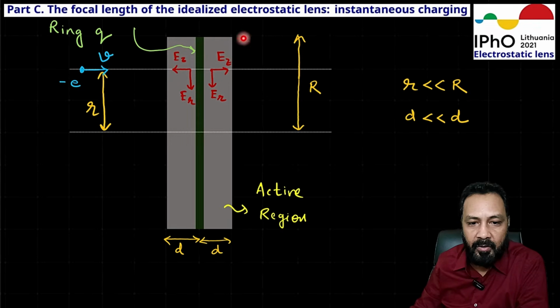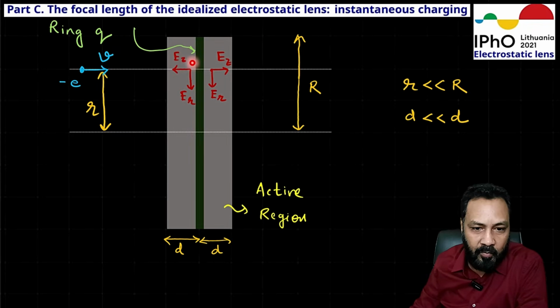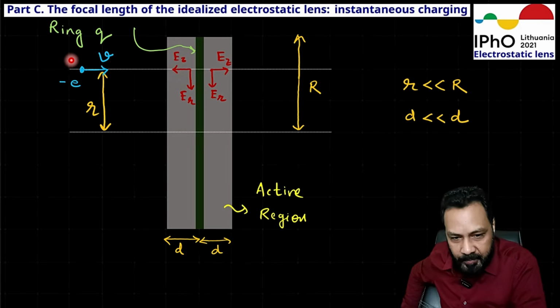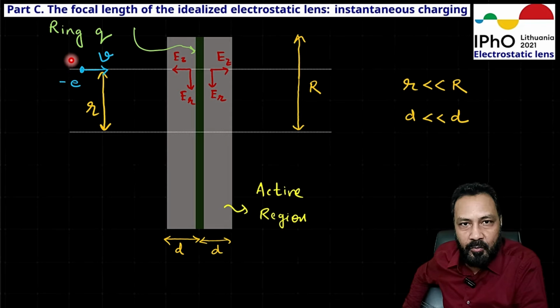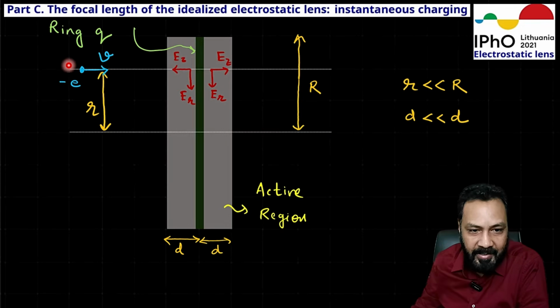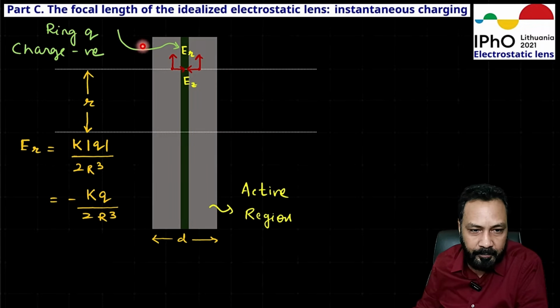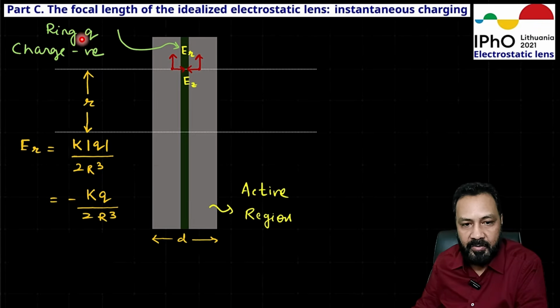So that is not going to converge. For convergence, I need ER in the upward direction, so the force is in the downward direction. So to converge, for these charges to work as an electrostatic focusing lens, this charge should be negative. I think that should be clear.